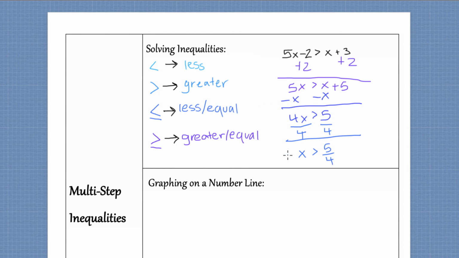So instead of saying x is equal to 5 over 4, since the sign right now is the greater than sign that you see over here, we're going to say that x is greater than 5 over 4. And that is going to be our answer.